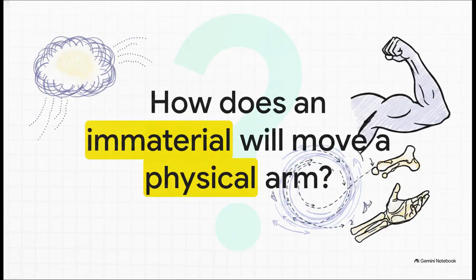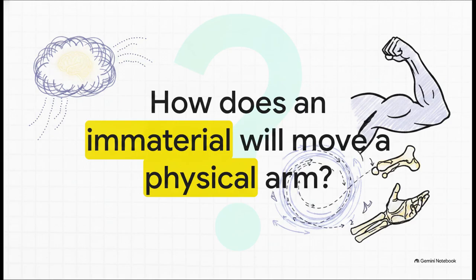Okay, let's kick things off by looking at what is essentially the ultimate grand bug in classical physics and philosophy. Think about this for a second. You have an immaterial will, right? A thought, a desire, an intent in your mind. It has absolutely zero physical mass. It takes up literally zero physical space.